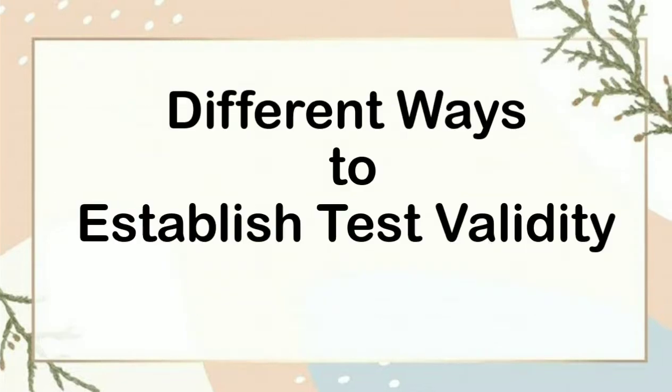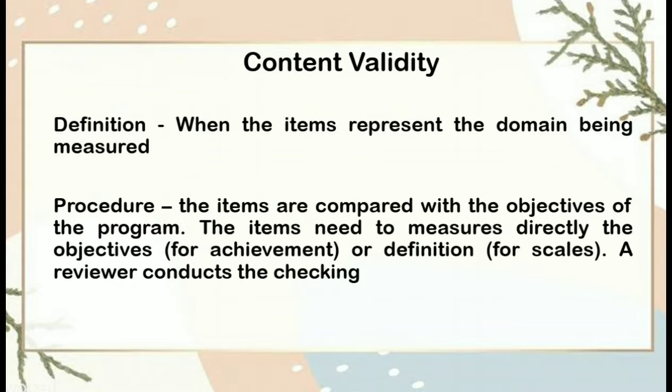We are down to 7 different ways to establish test validity. Validity can be divided into several different categories, some of which relate very closely to one another. And now let us discuss a few of the most relevant types. One of them is content validity. Content validity is when the items represent the domain being measured.